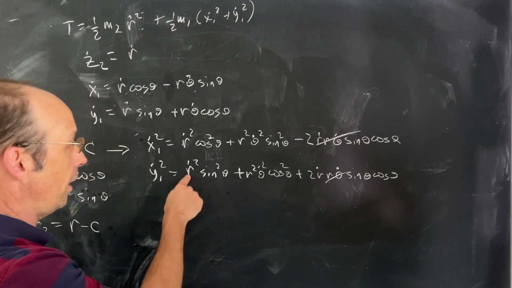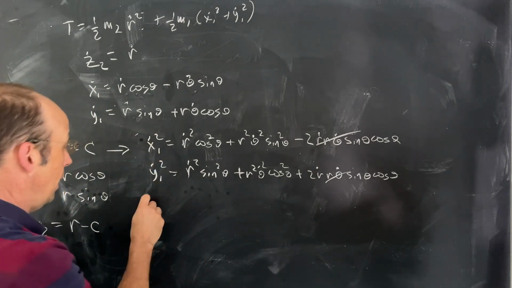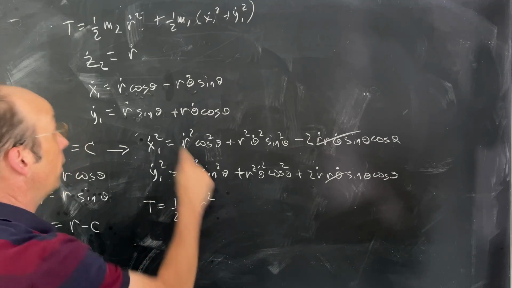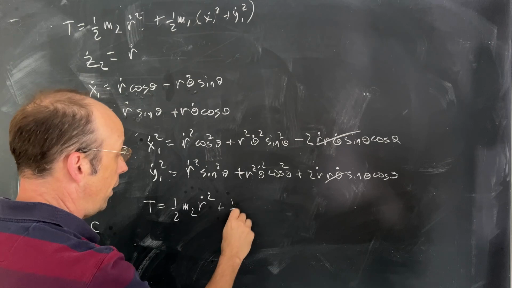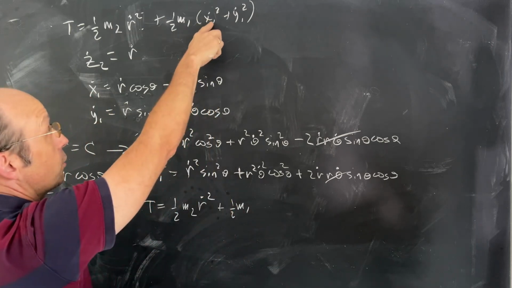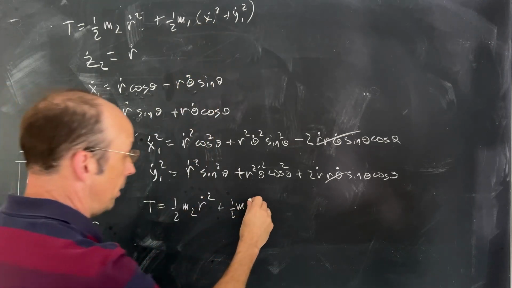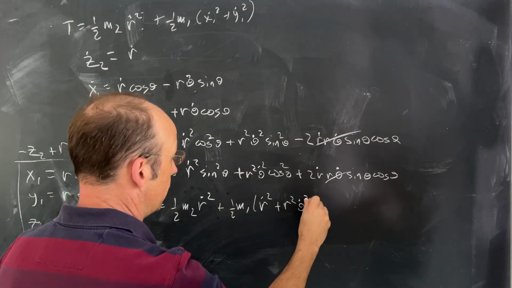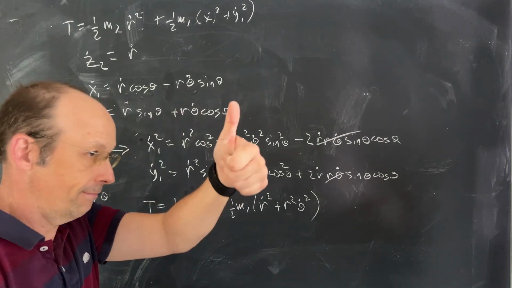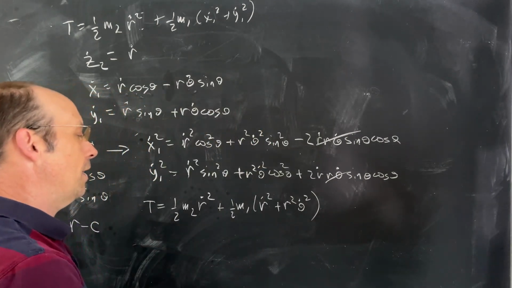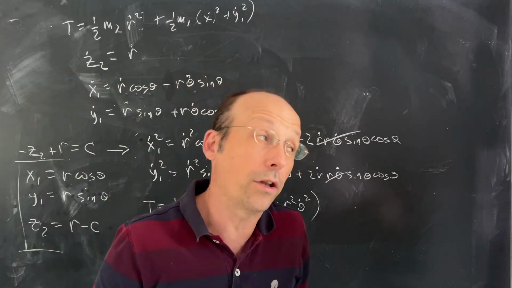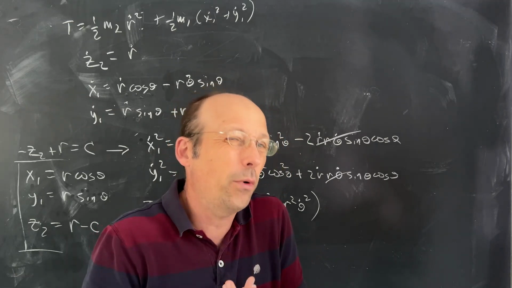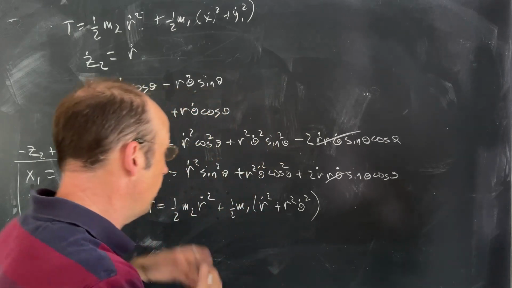And the same thing over here, I can factor out the r dot squared. So my whole kinetic energy term, 1/2 m2 r dot squared, that's that term, plus 1/2 m1, and then x1 dot squared plus y1 dot squared is going to be equal to r dot squared plus r squared theta dot squared. Okay, so that's pretty nice, and you could have said that, oh, it's polar coordinates. I know the kinetic energy in polar coordinates, and that's fine, but you can't always expect yourself to memorize all that stuff, so this is useful to do.